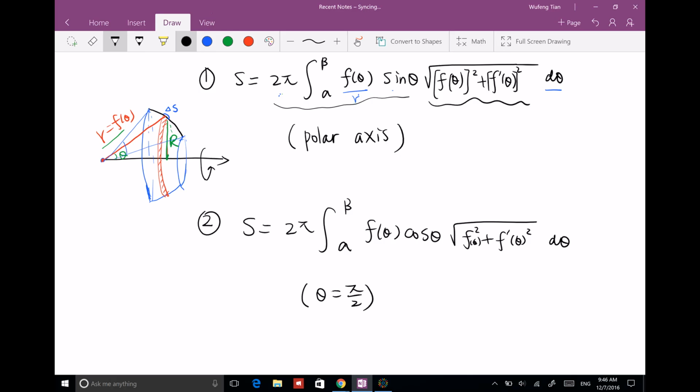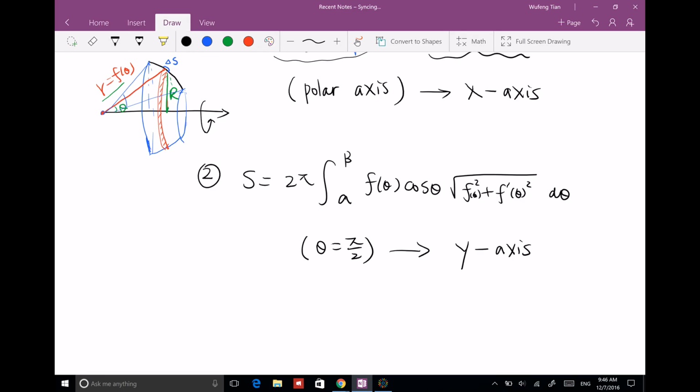The polar axis is the horizontal way. It's pretty much like the x-axis. Theta equals pi over 2 is pretty much like the y-axis, vertically, right? So this is another way you can draw it yourself. You can do that one yourself.